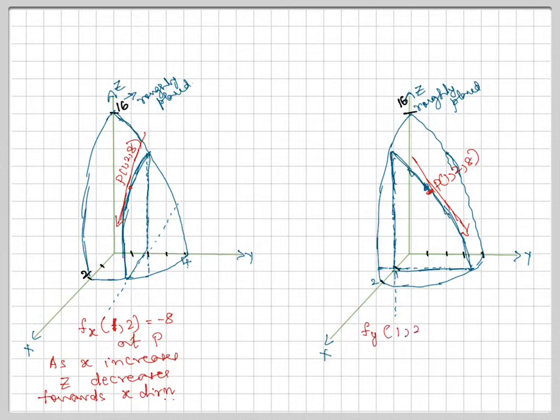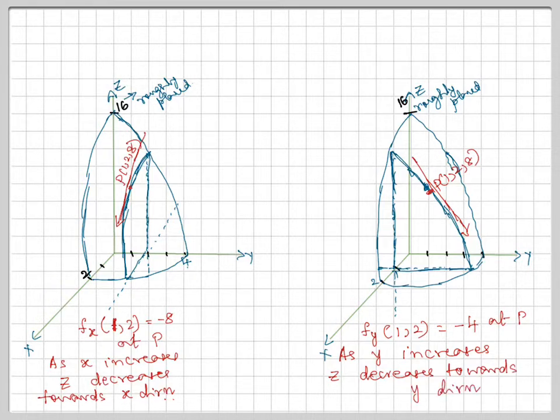That is what fy, the partial derivative with respect to y, is. fy at (1, 2) is -4 at P. So as y increases, z decreases, showing that the slope is negative in the y direction. So in this problem, we sketched the graph, we found the point (1, 2, 8), then we drew the tangents for fx and fy at that point and interpreted what these values fx and fy mean in the context of the surface. Hope this video helps.